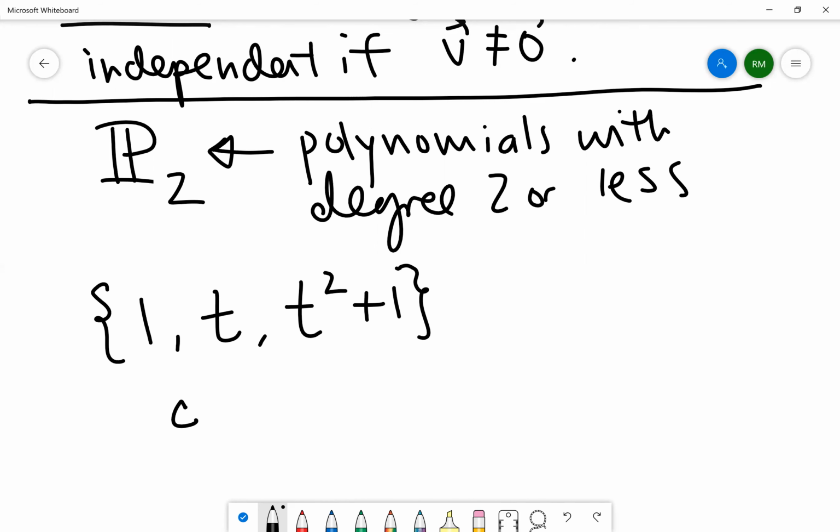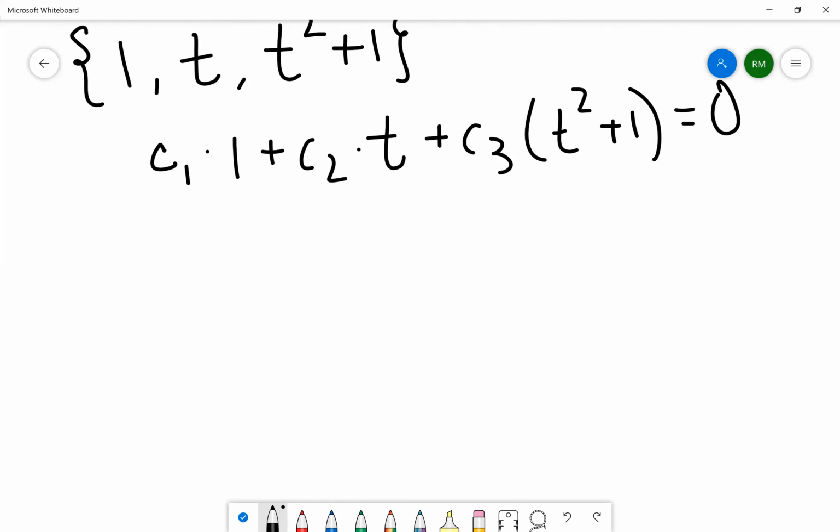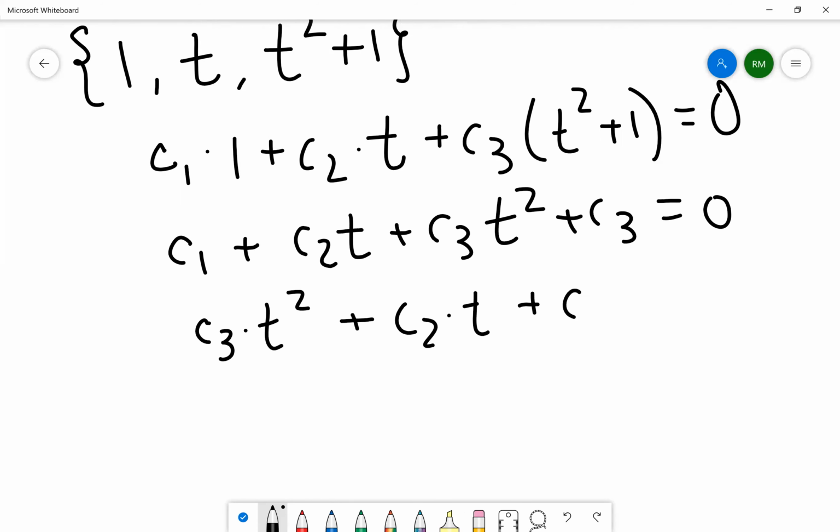So you're trying to solve the equation c1 times 1 plus c2 times t plus c3 times (t squared plus 1) is the 0 polynomial. Pause the video and try to solve this. Now that you've tried to solve it, we can combine some of these terms. We have c1, c2 times t, c3 times t squared, and a c3 here, and that's 0. So c3 times t squared plus c2 times t plus c1 plus c3 equals 0.